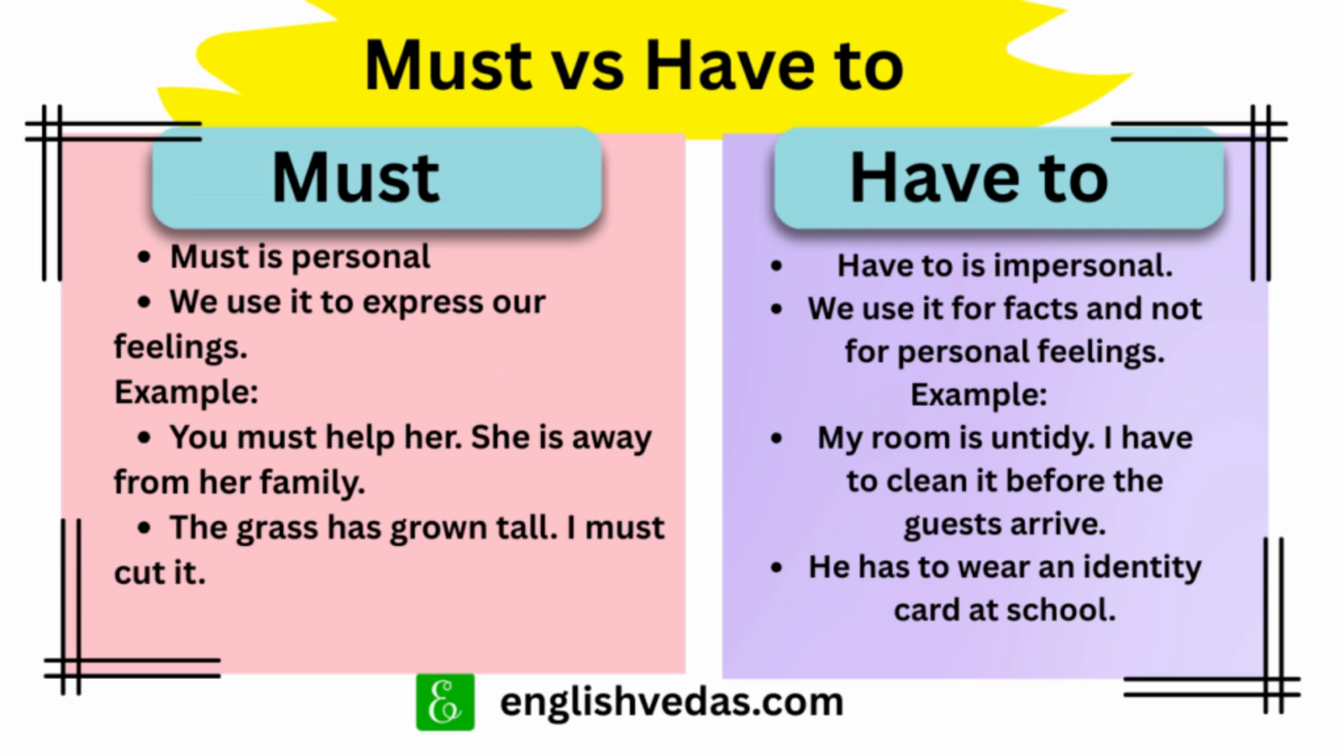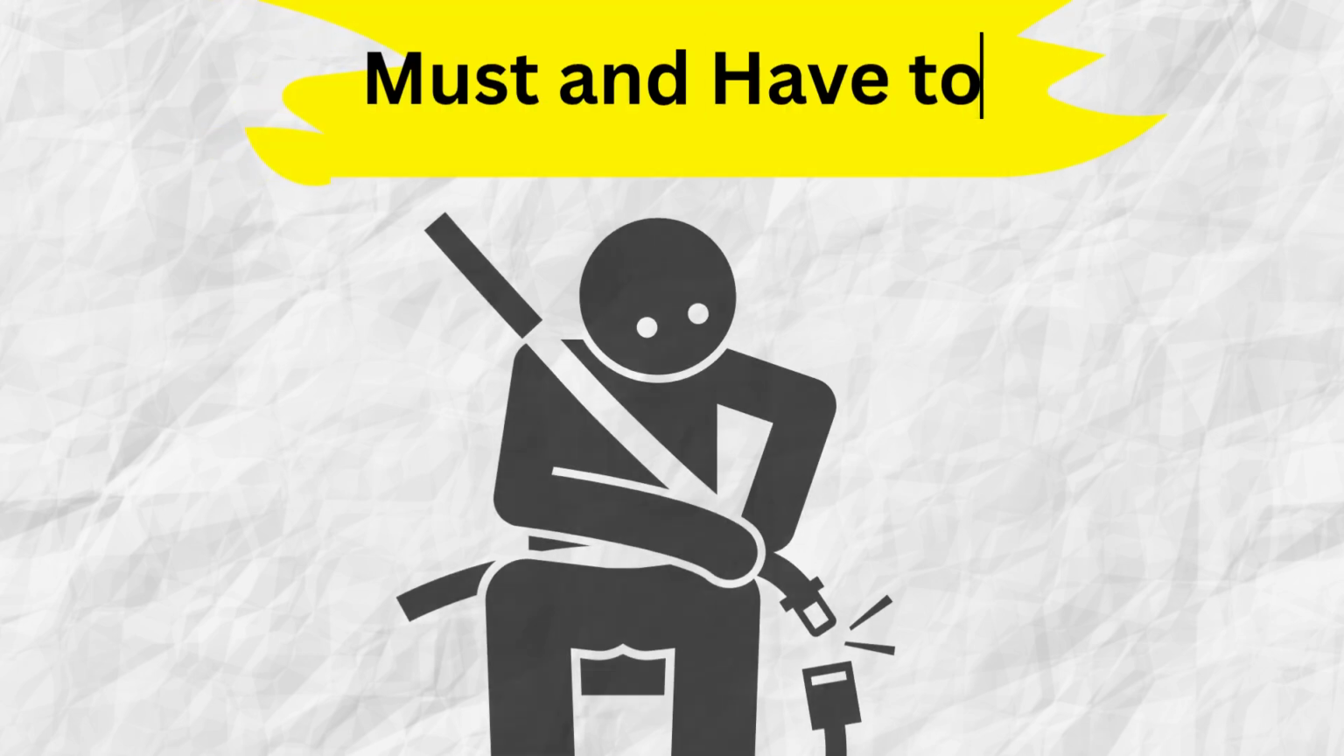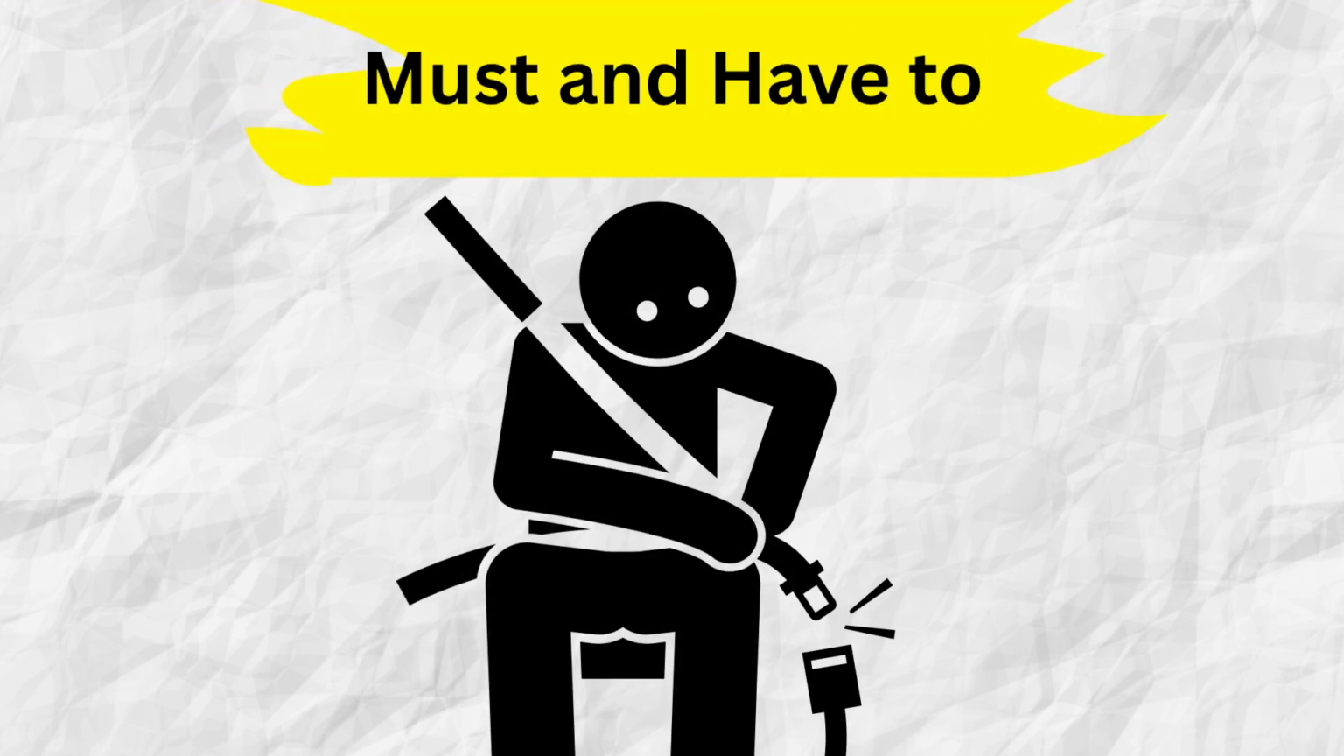Have to, as I said, is impersonal and we use it for facts. For example, he has to wear an identity card at school because it is mandatory to wear the identity card to school. Or I have to wear my car seat belts, or I have to put on my car seat belts.